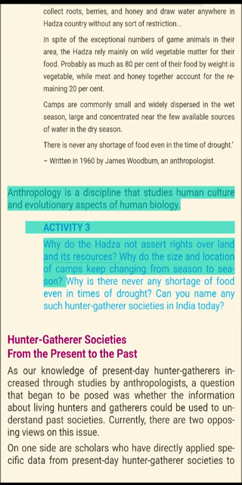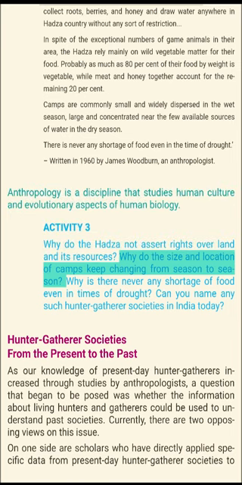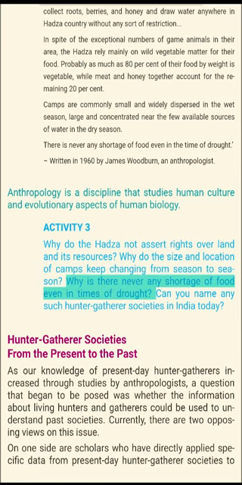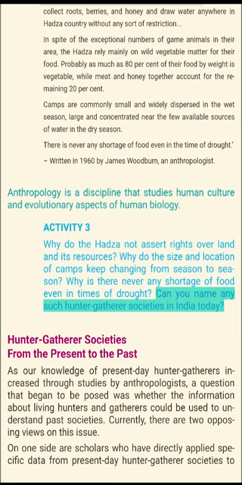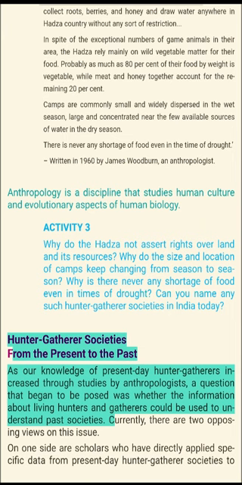Activity 3. Why do the Hadza not assert rights over land and its resources? Why do the size and location of camps keep changing from season to season? Why is there never any shortage of food even in times of drought? Can you name any such hunter-gatherer societies in India today?